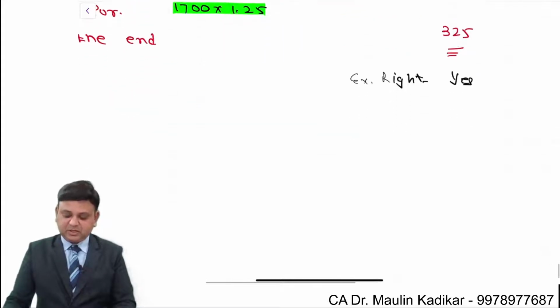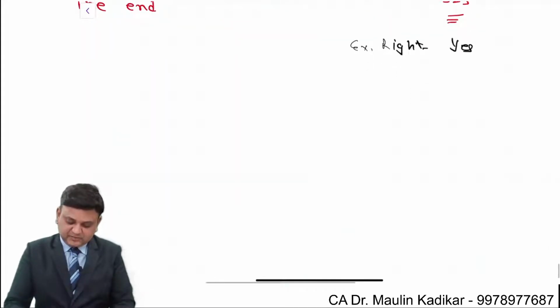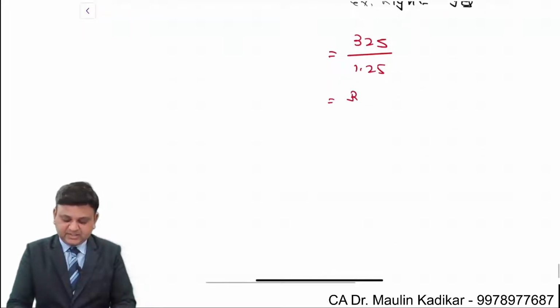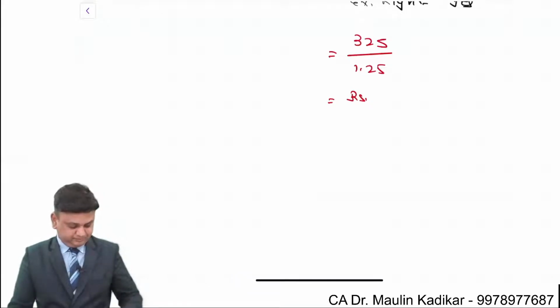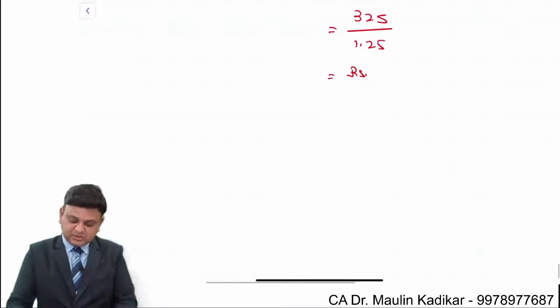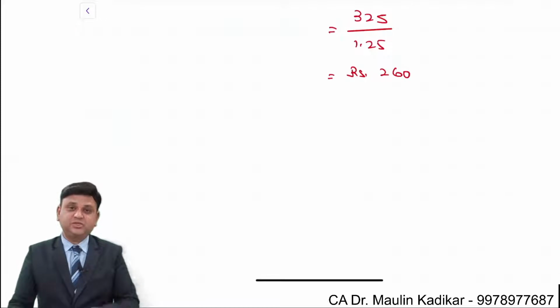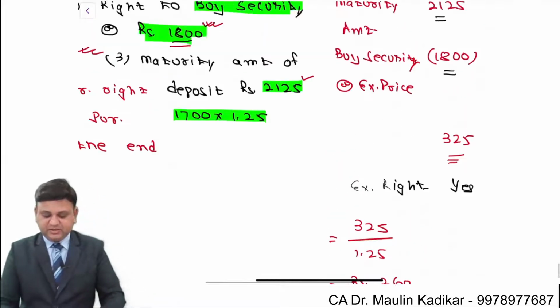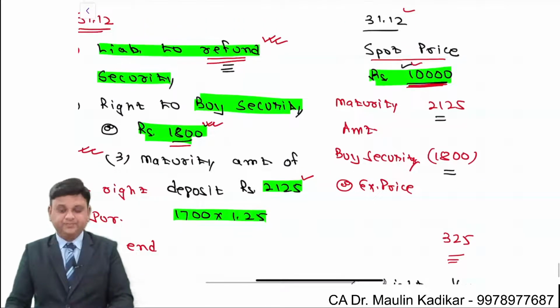Now friends, this answer can be cross verified. This 325 is of year end. You discount the same in present value term, that is divided by 1.25. Just see what is the answer. 325 divided by 1.25 comes to rupees 260. What is this 260 rupees? It is the difference between the minimum premium and actual premium. Minimum premium should be 560. Actual premium is 300. So that is the way you can have a cross verification of the answer.